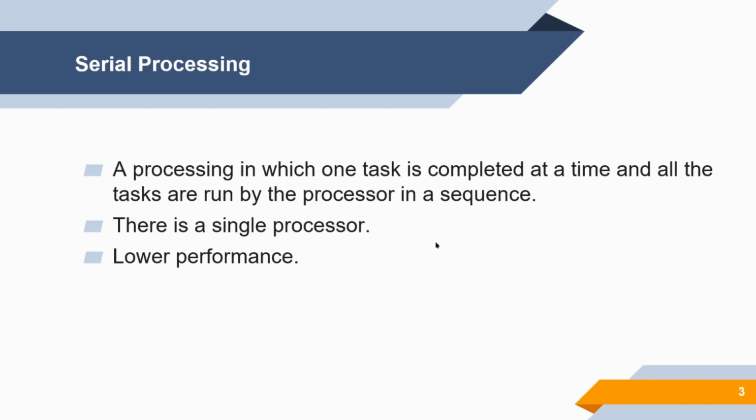For example, if we have a program that needs to read data from a file, perform some calculations on that data, and then write the result back to the file, it would use serial processing. The program would read data from the file, then perform calculations, and then write the results back to the original file in a predetermined sequence. Each step would be completed before moving on to the next, ensuring that the output is correct.